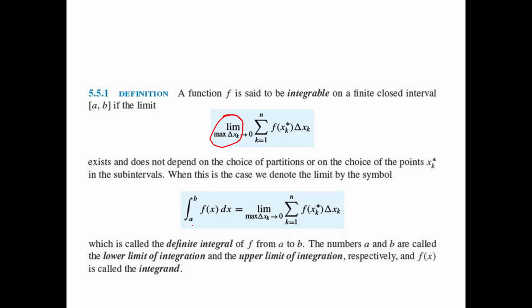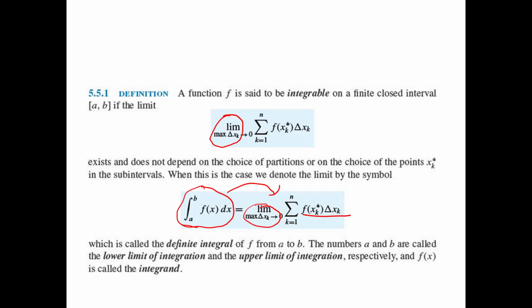This is read the definite integral from a to b of f of x dx. And so what this means, the meaning that this has, is that this is the limit as the maximum delta x of k goes to 0 of the summation from k equals 1 to n of f of x k star times delta x of k. This is just basically the area of each little rectangle, and this ensures that the width of your rectangles goes to 0, minimizing the error, right?